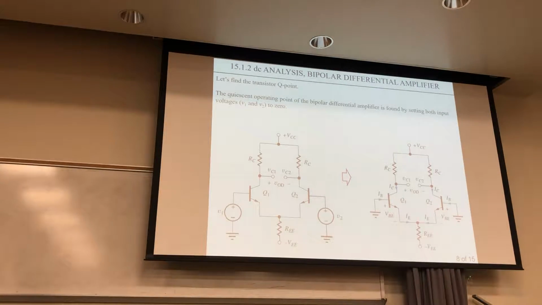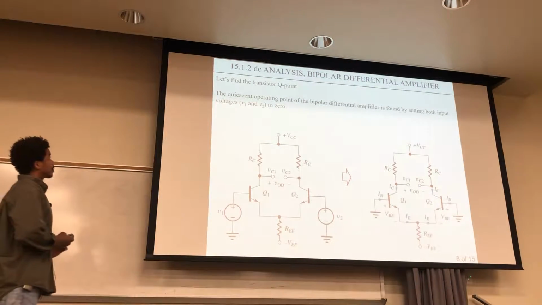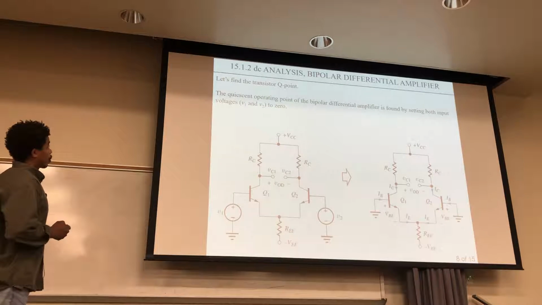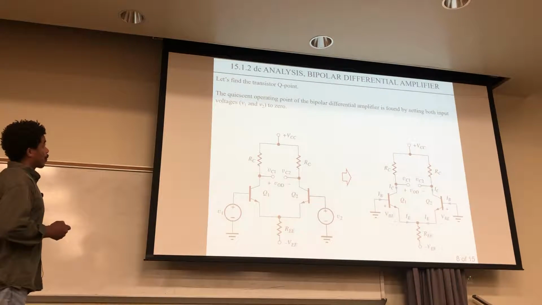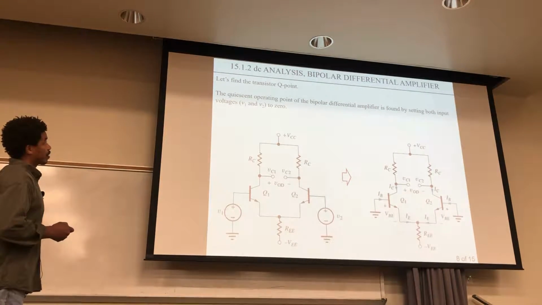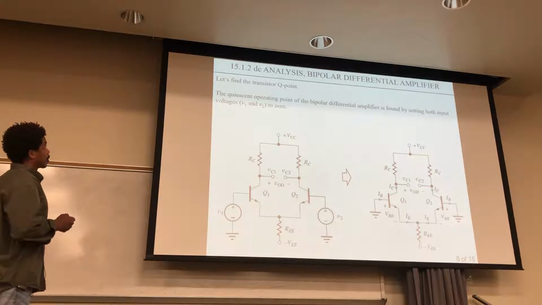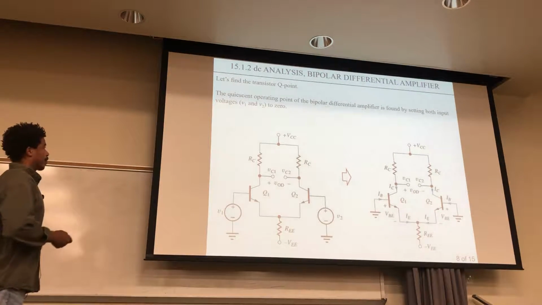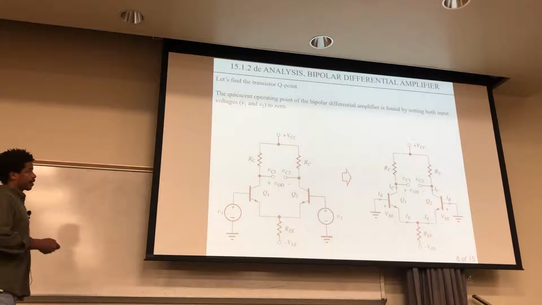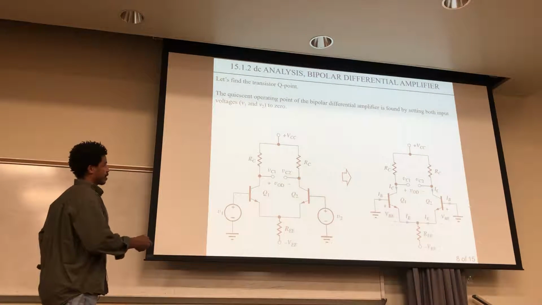Okay, so let's find the Q point of the transistor. The quiescent operating point of the bipolar differential amplifier is found by setting both input voltages, V1 and V2, to 0. So here are the input voltages, V1 and V2. We'll set those to 0 by just grounding them out right there. So that's the first step.